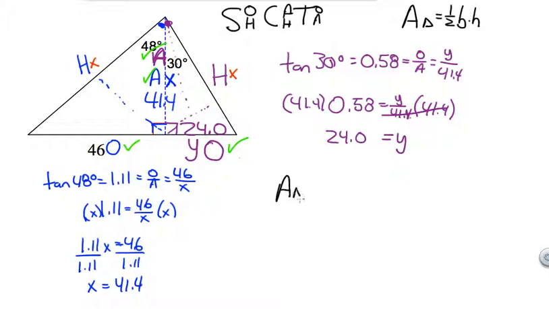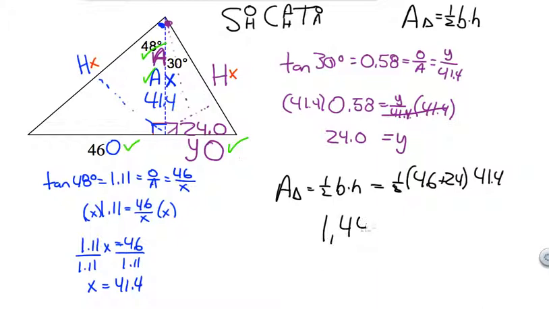Now I can do the area of my triangle, because the area of a triangle equals 1/2 base times height, which in this case is going to equal 1/2 times my base, 46 plus 24, times my height, 41.4. And if I do all this out, I'm going to end up with 1,449.0. So that's the area of this particular triangle.